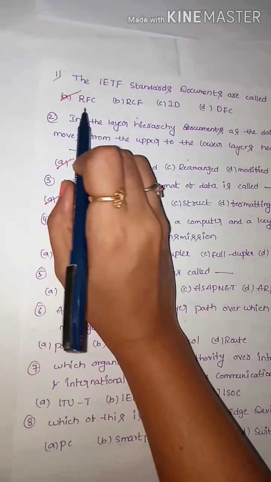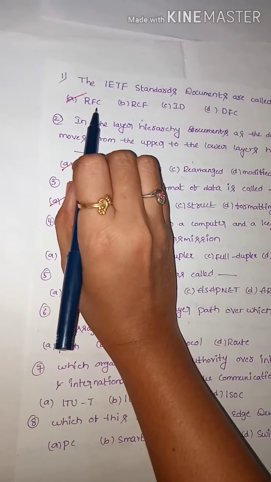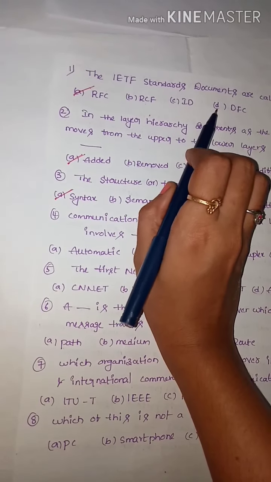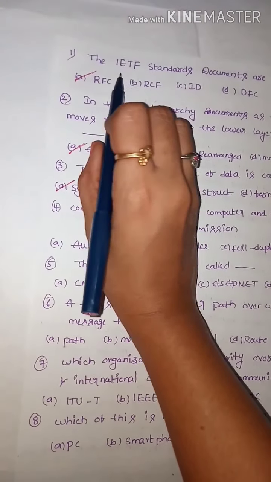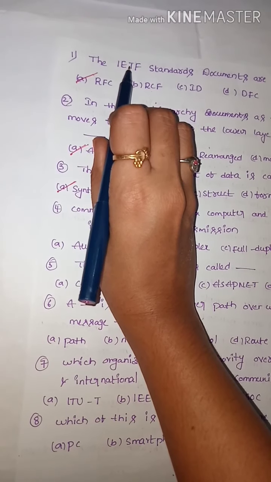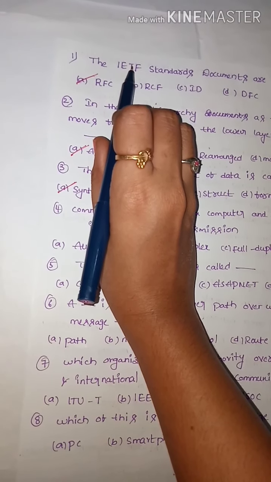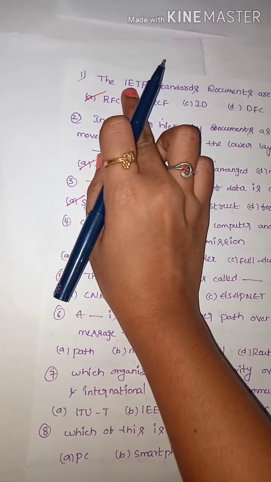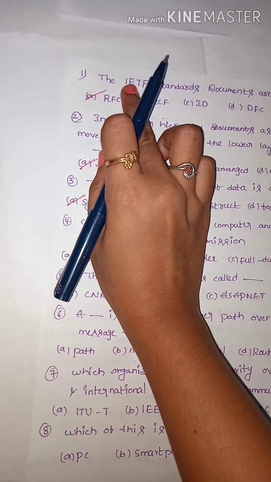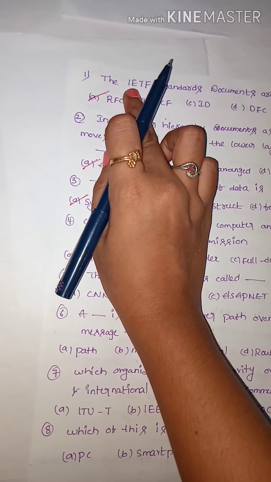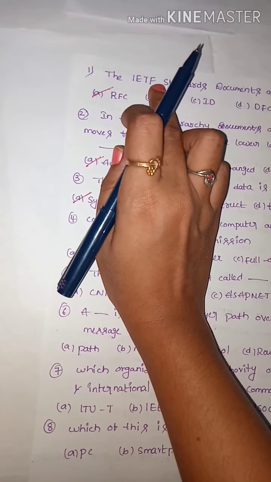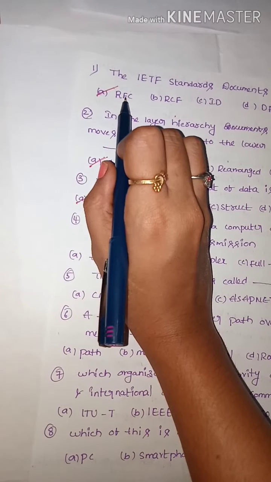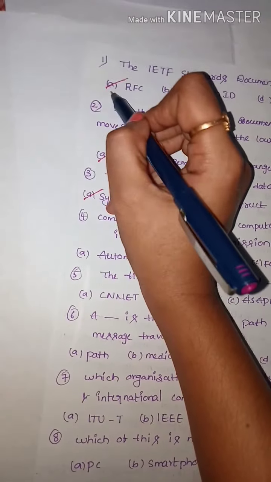Answers options: option A RFC, option B RCF, option C ID, option D DFC. Here IETF standards: Internet Engineering Task Force, IETF, is an open community that deals with the internet standardization through a series of official publications called RFC. That means request for comments. So option A is the correct answer.